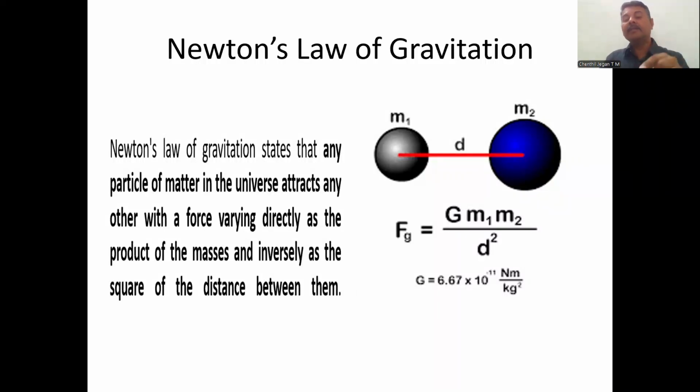That means, let us consider the black ball which has the mass m1, and the blue ball which has the mass m2, and the distance from center to center is d. Then as per the law of gravitation, Fg is equal to G into m1 into m2 divided by d square, right? Where the value of G is 6.67 into 10 to the power minus 11 newton meter square per kilogram square. This is Newton's law of gravitation, right?